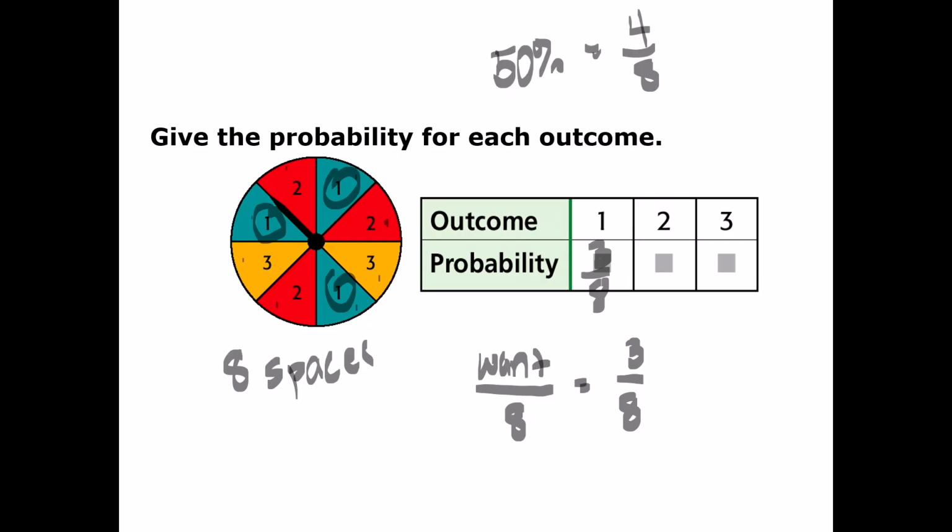If we want to look at our probability of getting a 2, we have 1, 2, 3 2s. So that's a 3 out of 8 chance of spinning a 2. And if we want to look at our probability of spinning a 3, we can see we have 1, 2 3s. So we have a 2 out of 8 chance of spinning a 3. We can see that the probabilities for each of these, 3 out of 8, 3 out of 8, 2 out of 8, add up to 1. And each of them by itself is unlikely to occur.